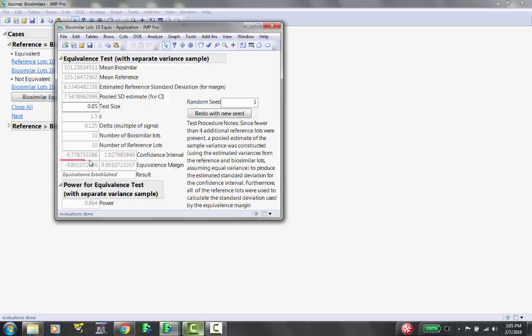And so you have the confidence interval here goes from negative 0.978 up to about 1.93. And you compare that to your equivalence margin. Understand that this equivalence margin uses an estimate of the standard deviation from all 10 reference lots. You see that equivalence is established here because that confidence interval falls within those goalposts established by the equivalence margin.